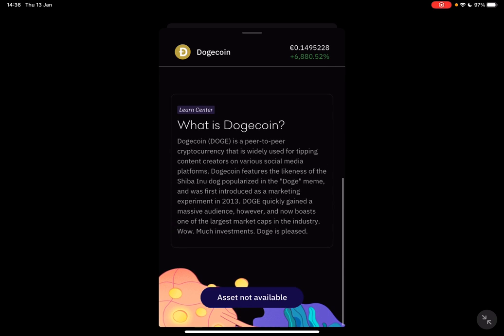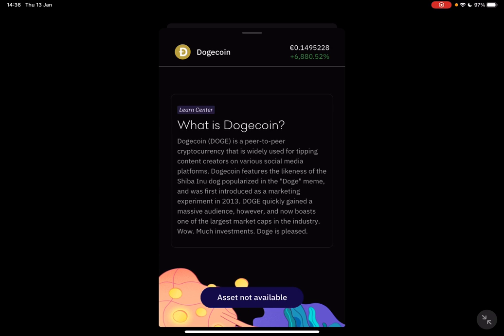And below that, Learn Center, which is a very cool feature where you can read a short introduction about each cryptocurrency which you are researching. If you are considering investing in it, this can be very helpful.